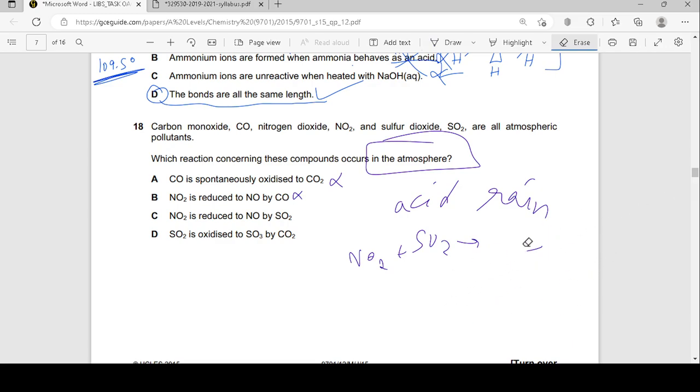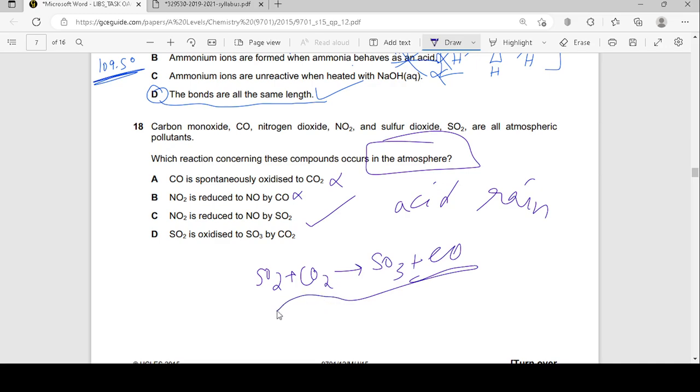Yeah, of course. What is SO3? I don't know why I'm being so stupid right now. But since acid rain is a concern for us, and I feel like this reaction is for the acid rain stuff, I'm gonna say this because probably that occurs. Yeah, you're right. SO2 is oxidized to SO3 by CO2. Really? Is it? SO2 plus CO2 gives you SO3 plus CO.